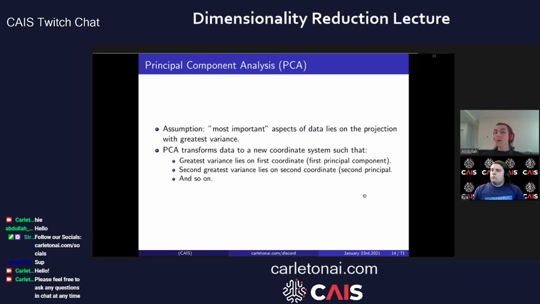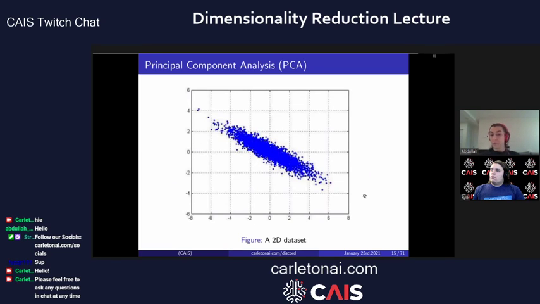So what PCA would do is transform the data to a new coordinate system, such that the feature with the greatest variance would lie on the first coordinate. And this is not really accurate, and we'll explain that later on. But basically, we will look at the variance of the data, and we want our first axis, our first principal component, to be the one with the greatest variance. And the second one will be the one with the second greatest variance, and so on, right?